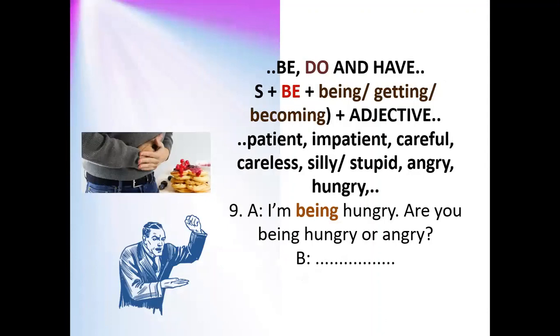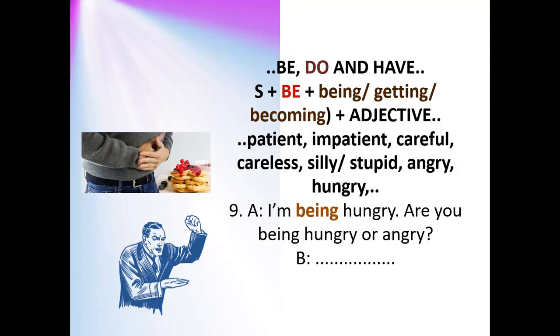Again, be, do, and have. Subject plus be plus being, getting, becoming. This is really important, especially be plus getting. Yes, an adjective. Patient, for example, before dialogue, let's focus on these adjectives. For example, we can say David is patient is enough. But now our subject is David is being patient. Congratulations, David. You are being patient. You are getting patient. You have started to be patient.